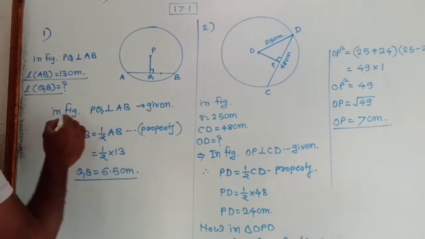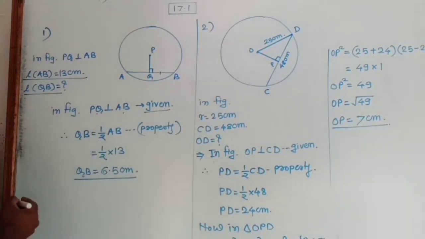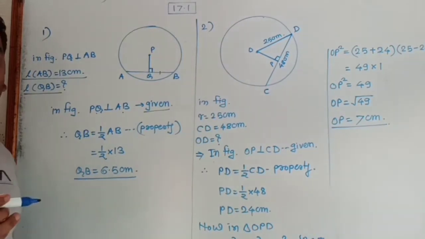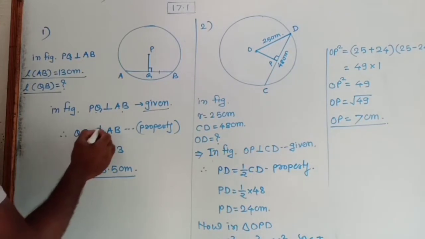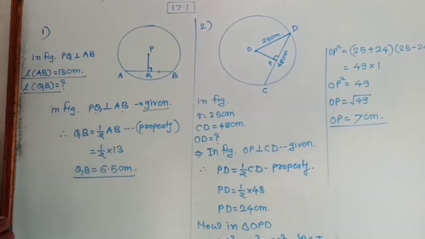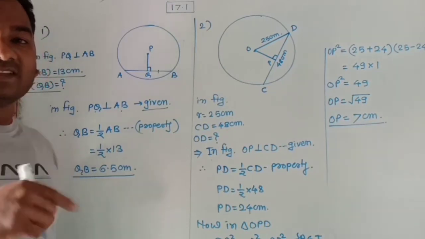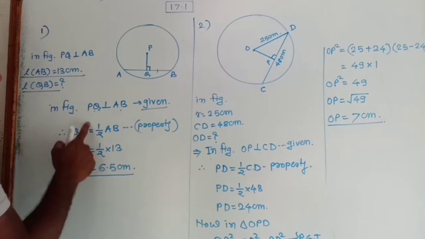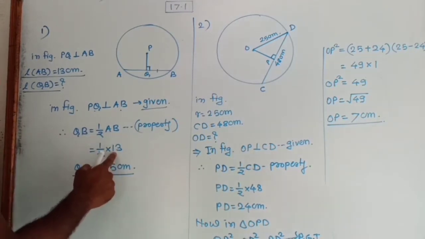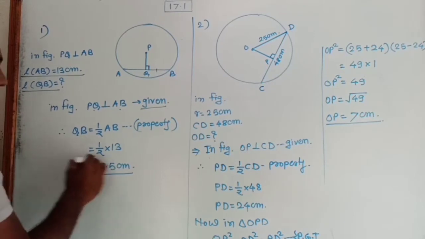So see, in the figure, PQ perpendicular AB, this is given. So according to the property we have just studied, QB is equal to half of AB. The perpendicular drawn on the chord from the center of circle bisects the chord. So according to this property, QB is equal to half of AB, but AB is 13. So QB is equal to 6.5 centimeter. This is your answer.